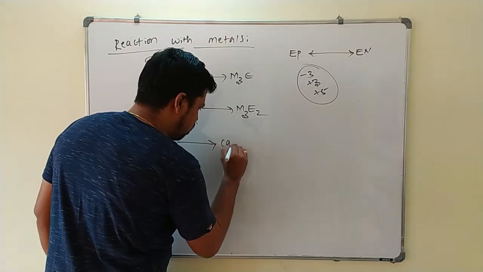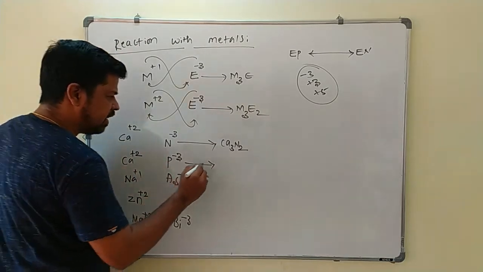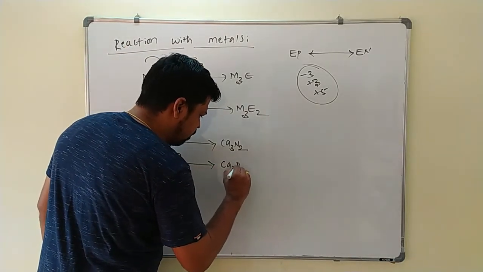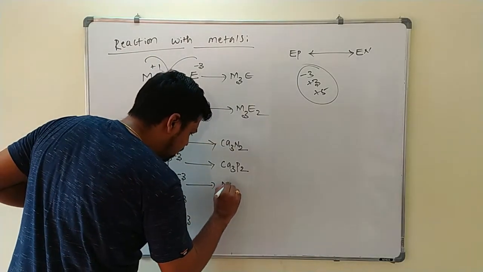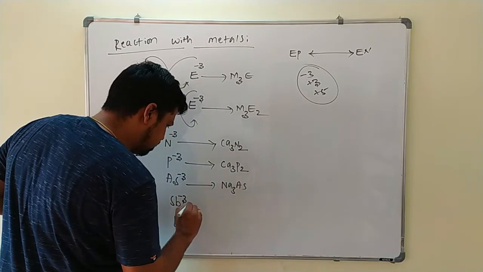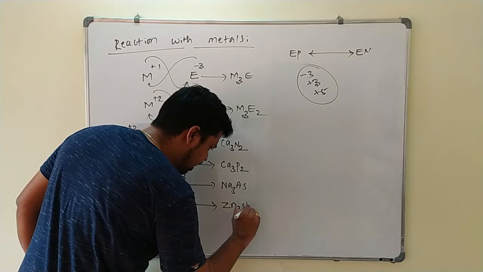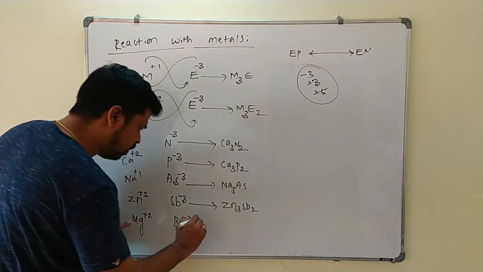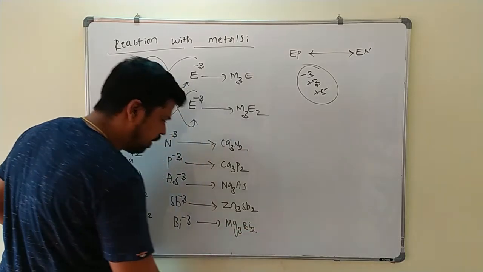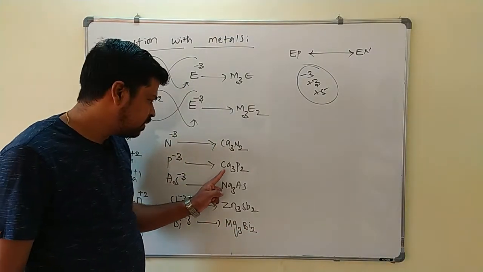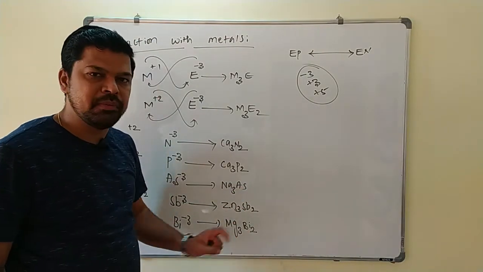Ca3N2. Ca3N2 is called calcium nitride. And this is Ca3P2, calcium phosphide. Just cross multiply the charges, what do you get here? Na3As. Next this will be Zn3Sb2. Then Mg3Bi2. Calcium nitride, calcium phosphide, sodium arsenide, zinc antimonide, magnesium bismuthide it is.